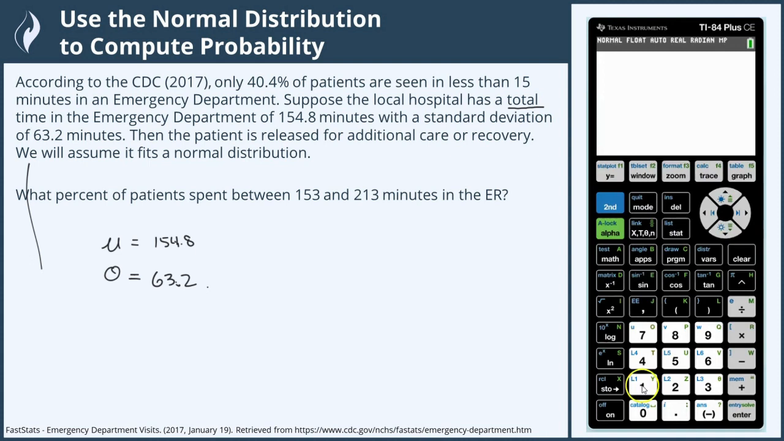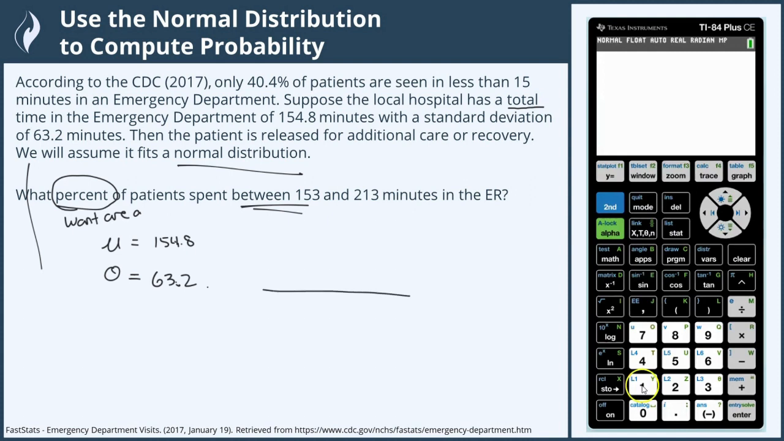Then the patient is released for additional care or recovery. We will assume it fits a normal distribution. Obviously, it has to if we're going to use normal distribution to compute probability. What percent? This is an indicator. What percent? I'm looking for a percentage. If I'm on a normal distribution type of situation, if I'm looking for a percentage, that means I want area under the curve. What percent of patients spend between 153 and 213 minutes in the ER?